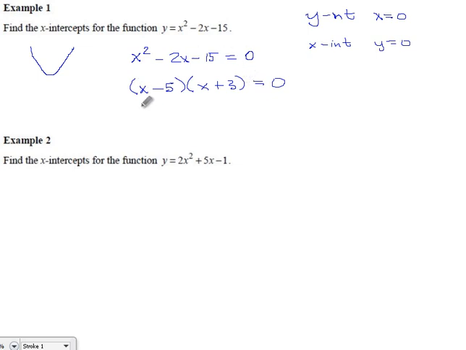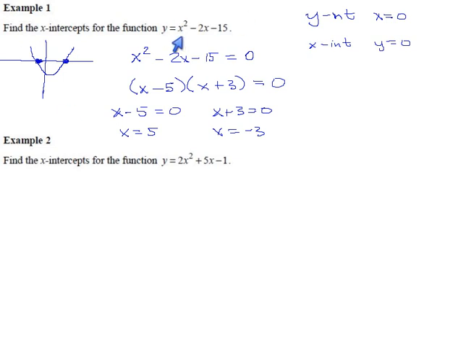If you get it factored to this point, then you can say, from the zero product theorem, either x minus 5 equals 0, which would mean x equals 5, or x plus 3 equals 0, which would mean x equals negative 3. So if that's true, we must have a parabola that looks something like this. So it has an x-intercept at negative 3 and another one at 5.